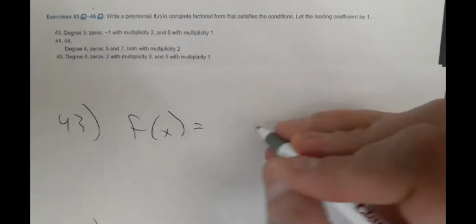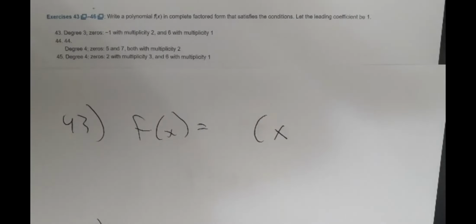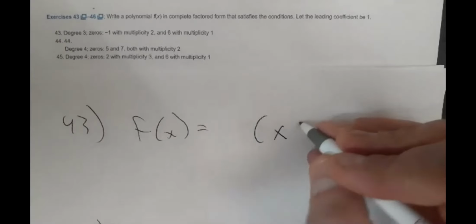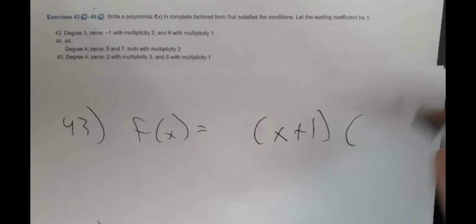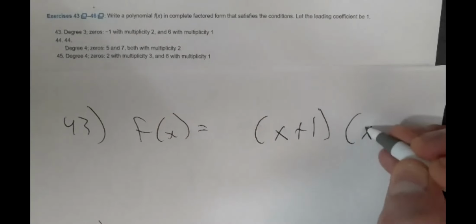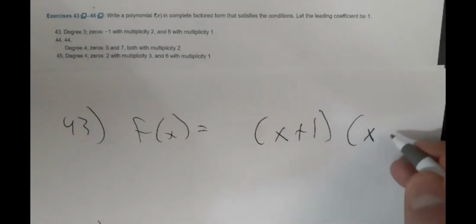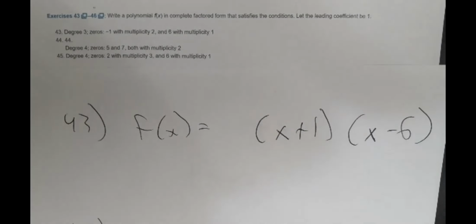Okay, if there is a 0 at -1, what does my factor look like? X plus 1. X plus 1 is my factor. And if there is a 0 at 6, what does my factor look like? X minus 6. So these are the two zeros they give me.